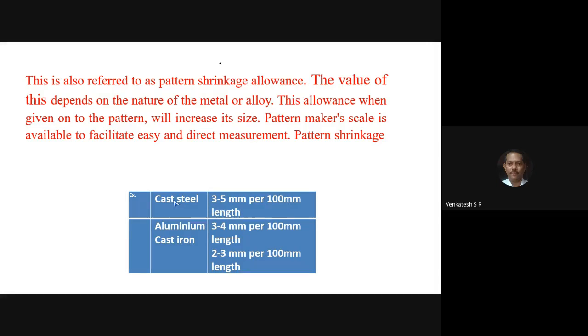In the same way, aluminum is 3 to 4 millimeter per 100 millimeter length. For cast iron, 2 to 3 millimeter per 100 millimeter length of the casting. You write only 3, because almost all the castings are produced using cast steel, cast iron, and aluminium. In the examination, write this table.